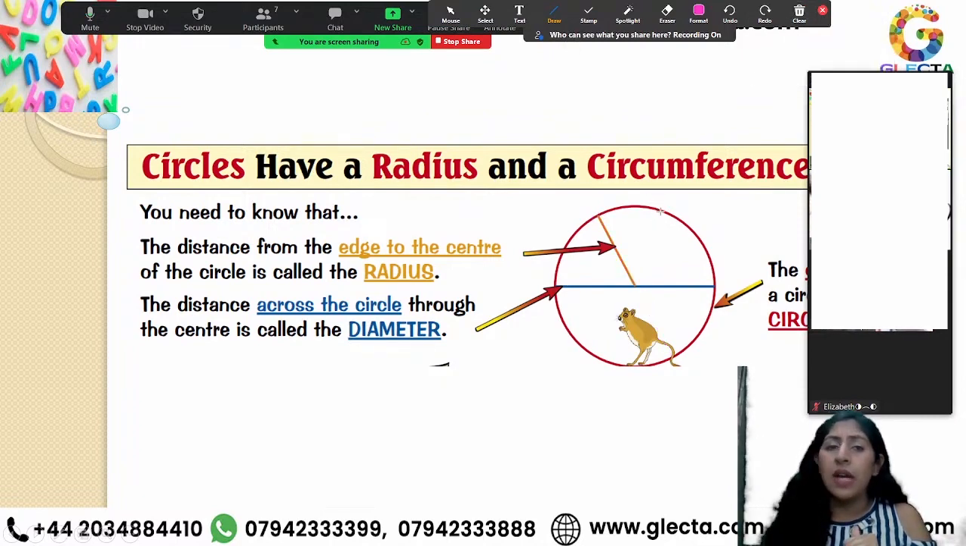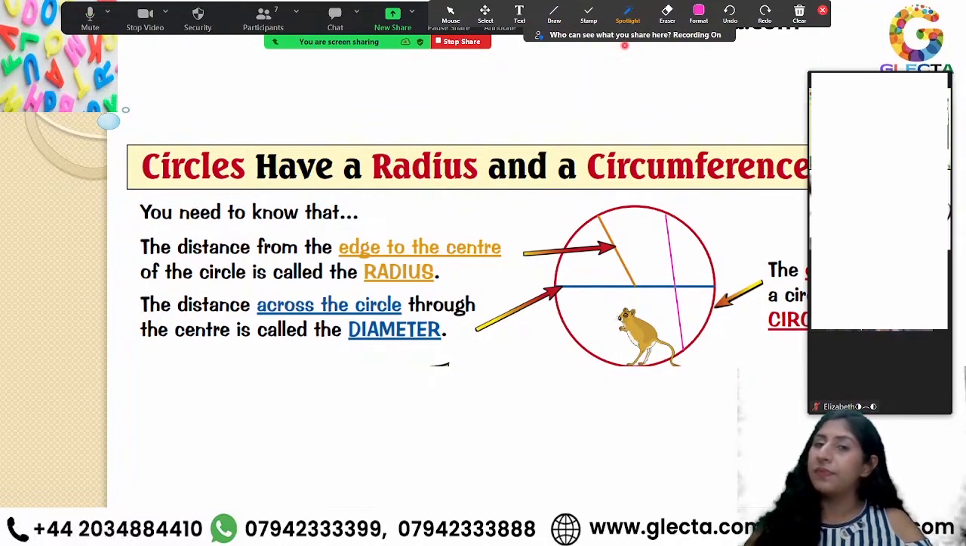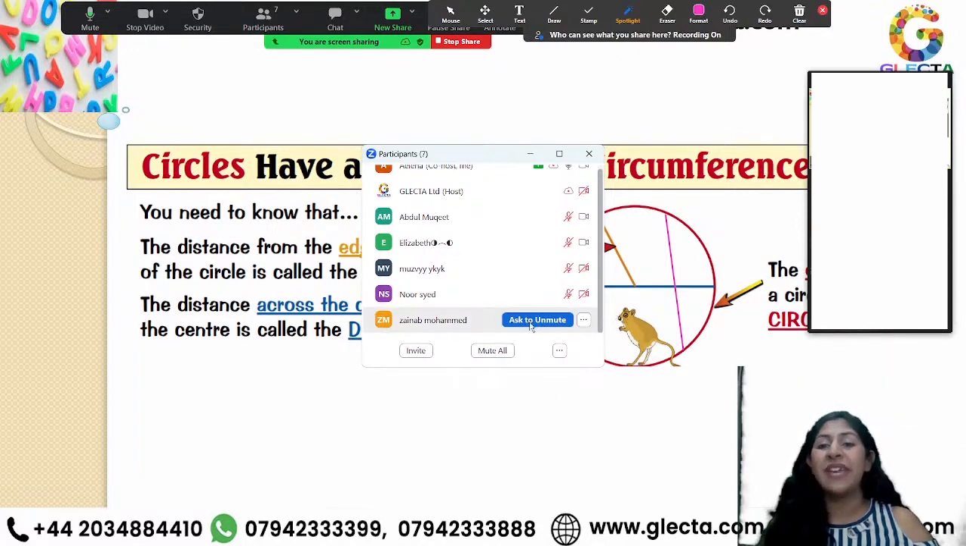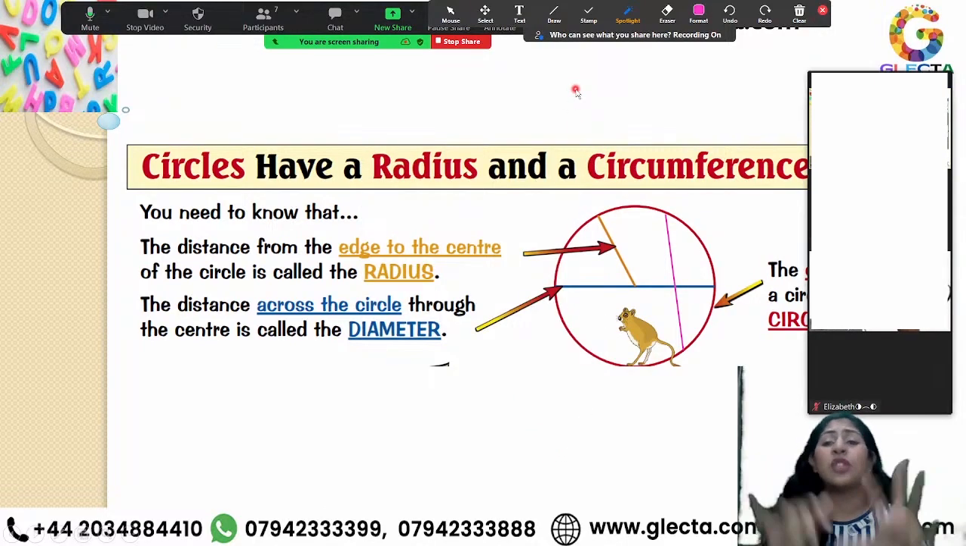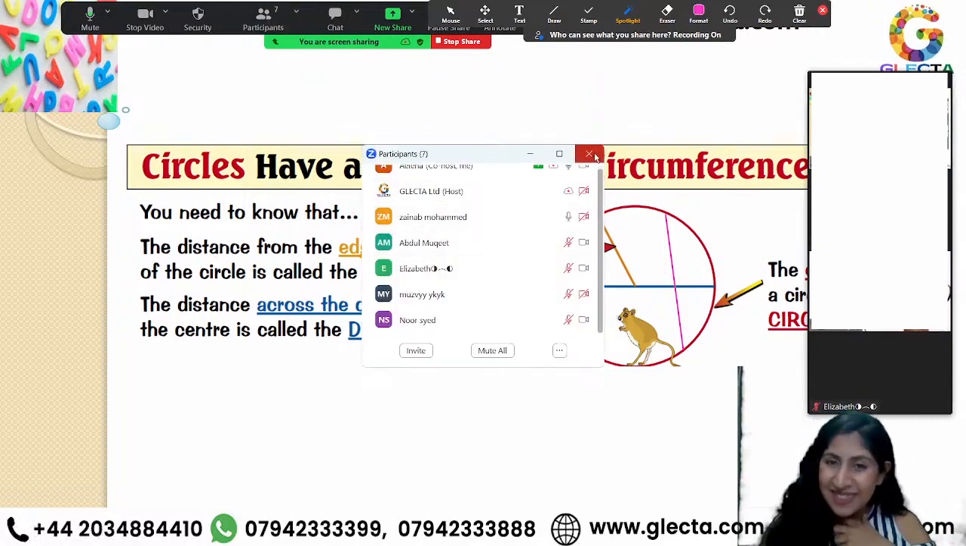Now over here, Zainab, you tell me, can I say the pink line that I have drawn is the diameter? Yes, Zainab? Zainab, can you hear me? Hello? Darling, you're muted in case you're speaking. I need you to be more interactive on the chat box. Yes, Zena. Can you hear me? Yeah.